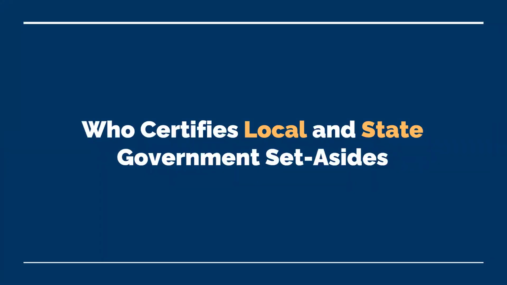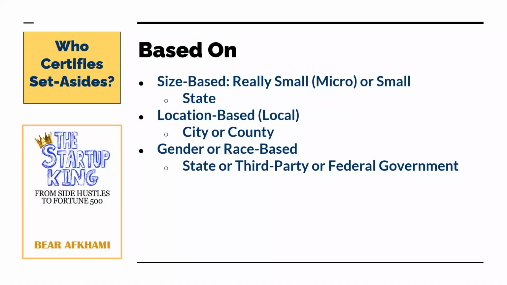We should talk about who certifies local and state government set-asides. Based on size, whether it's regular small, really small, also known as micro, the state typically takes the initiative to be responsible for size certifications for set-asides. Location-based set-asides, as we discussed, are typically at the local level, city or county. And then there are gender or race-based set-asides that are certified either by the state, a third party, or of course the federal government. We'll talk a little bit more about this in the next lecture, which is on federal government contracting set-aside examples.